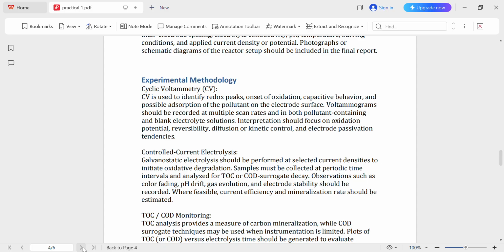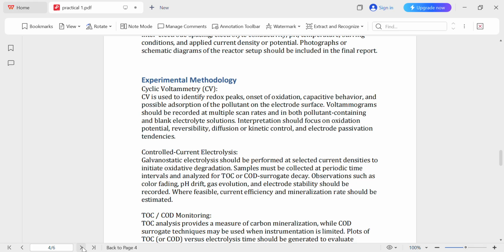Next is experimental methodology. First is cyclic voltammetry. Cyclic voltammetry is used to identify the redox peak, the onset of oxidation, capacitive behavior, and possible adsorption of the pollutants on the electrode surface. It means cyclic voltammetry is a method to study how the pollutants react at the electrode. It helps to identify the redox peak, the start of oxidation, the voltage where the pollutants start reacting, and the capacitive behavior, how the electrodes store charge, and the adsorption, if the pollutants stick to the electrode surface.